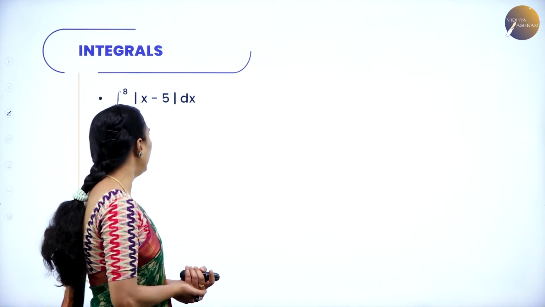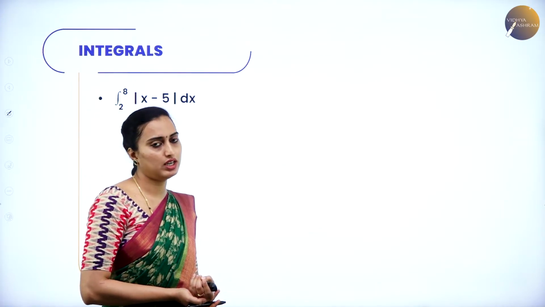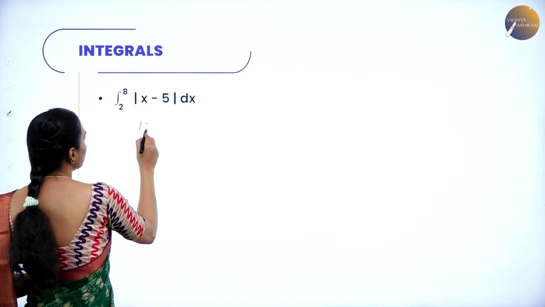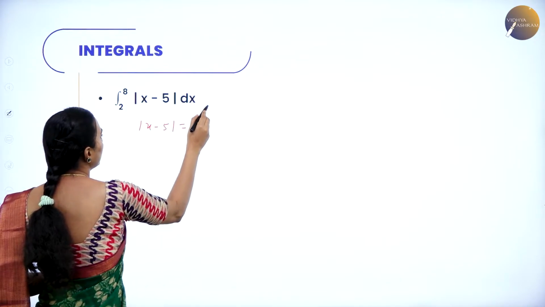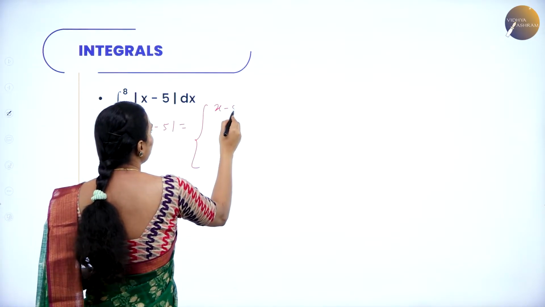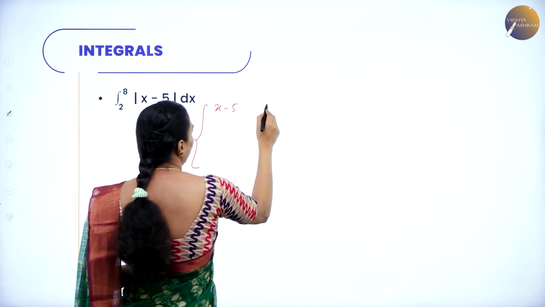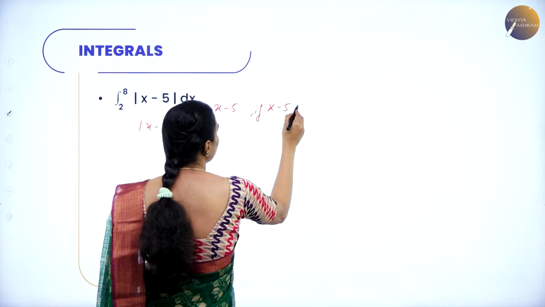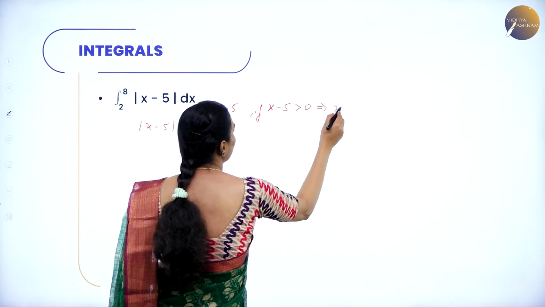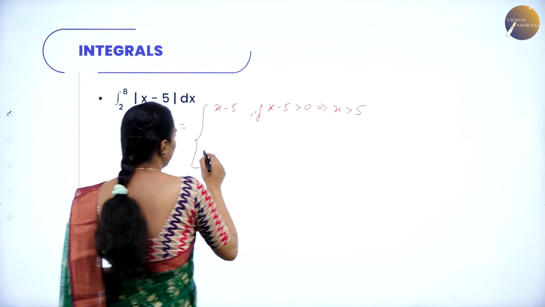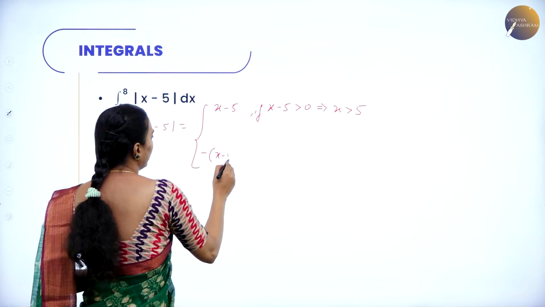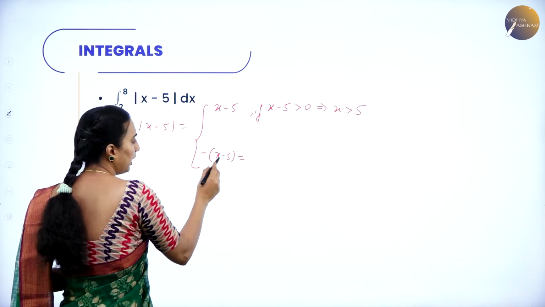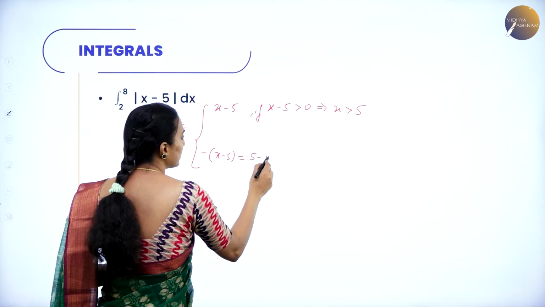Integral 2 to 8 modulus of x minus 5 into dx. Same, we are moving according to the modulus definition. Let me write this one. Modulus of x minus 5 will become x minus 5, positive, when x minus 5 is greater than 0, which implies that x should be greater than 5. Similarly, minus of x minus 5, if you multiply the minus sign inside, this will become negative and minus 5 will become positive, which I can write as 5 minus x.